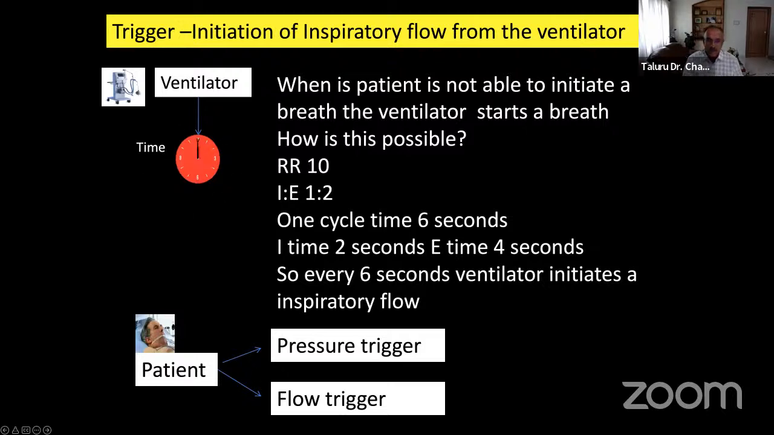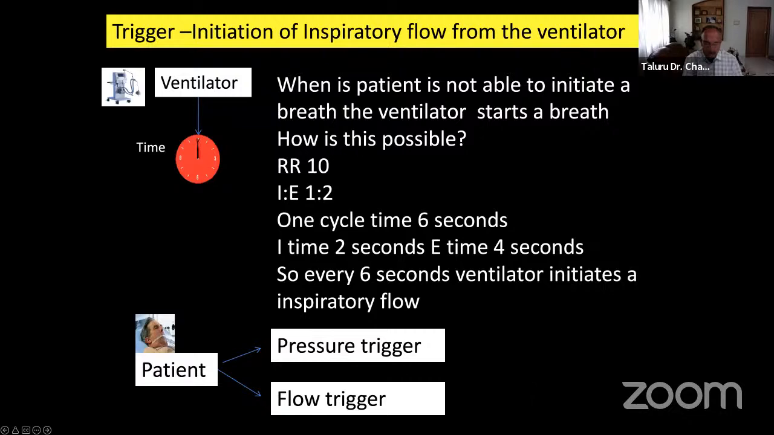But if it is a patient, there are two types of triggers. One is pressure trigger and flow trigger. And this doesn't come into application unless the patient breathes. In your patients whom you have paralyzed, there is no component of the patient, so it doesn't come. But when you are shifting the patient to the ICU on a pressure support or a pressure control, then the pressure trigger and flow trigger comes into question.